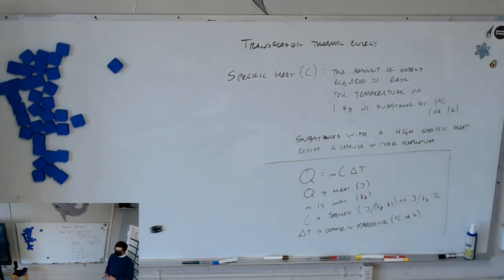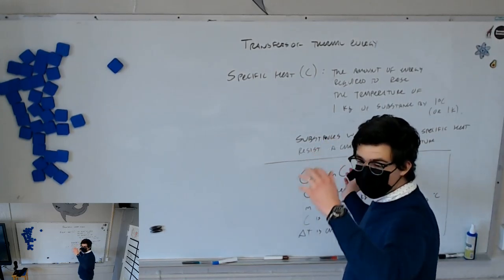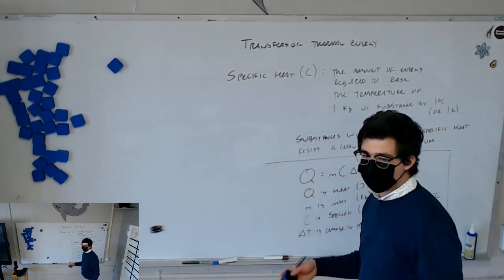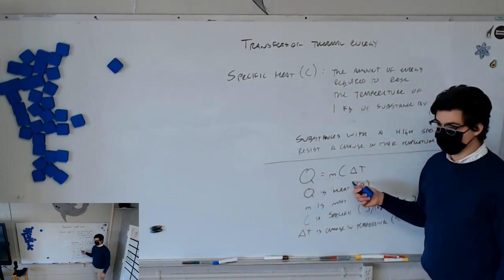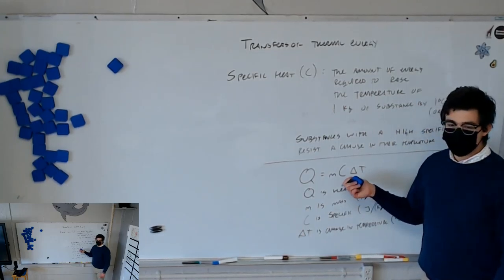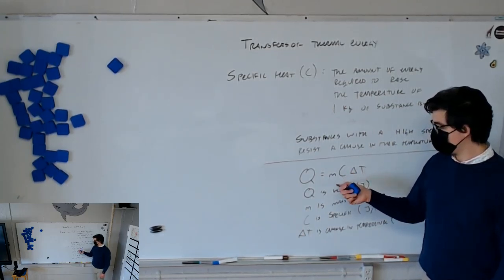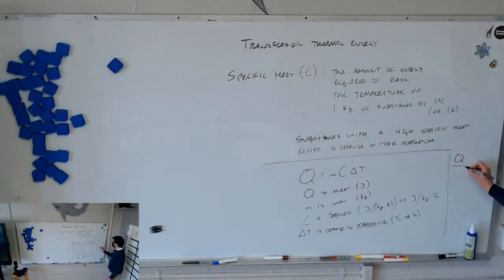So all we have to do, if we're trying to find the heat, is put in everything else and multiply them to solve. If we're trying to solve for anything else, what's nice about this equation is that since it's all multiplicative, we can just divide anything we don't want from this side to the other side. So for instance, if we're trying to solve for the mass, we would just do Q over C delta T equals M. It's a really easy equation to manipulate.